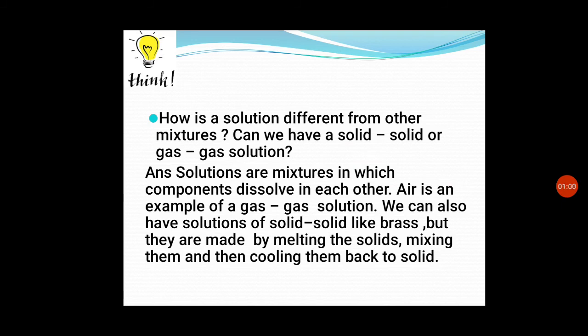How is the solution different from other mixtures? Can we have a solid-solid or gas-gas solution? Just think over it. Solutions are mixtures in which components dissolve in each other. Air is an example of a gas-gas solution. We can also have solutions of solid-solid like brass, but they are made by melting the solids, mixing them and then cooling them back to solid. So yes, it is possible to have solid-solid or gas-gas solution.